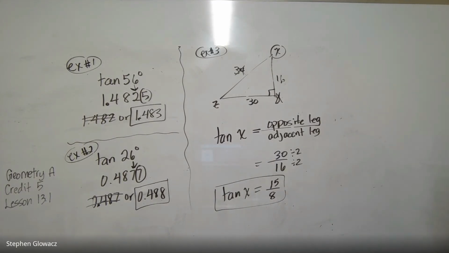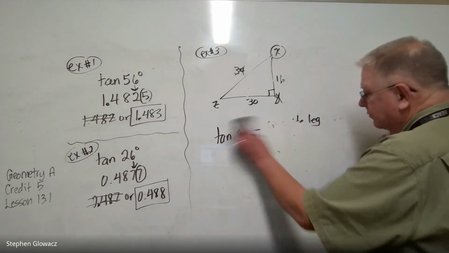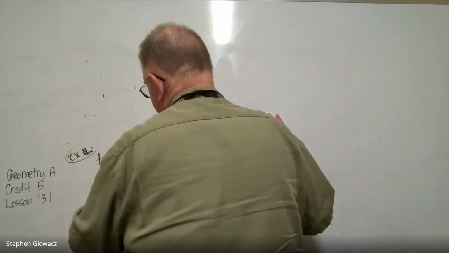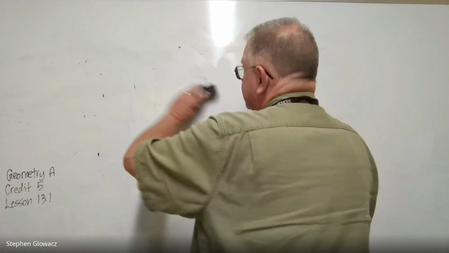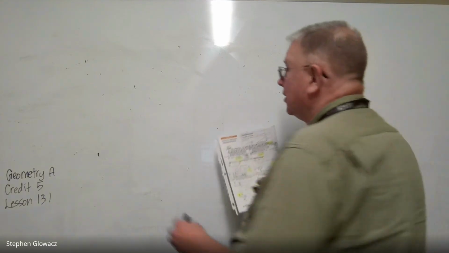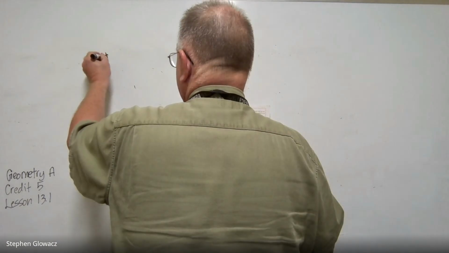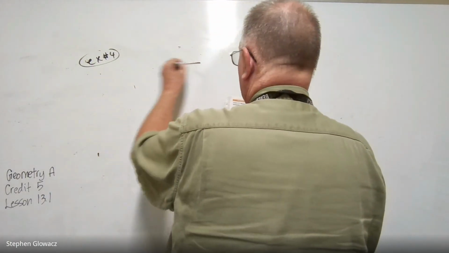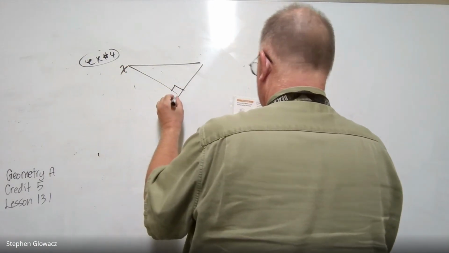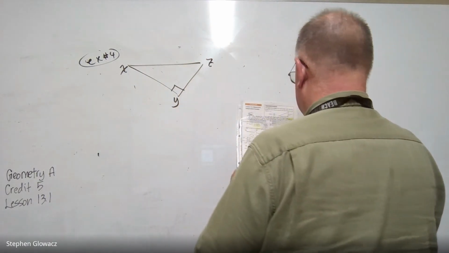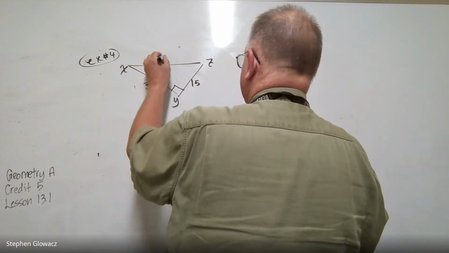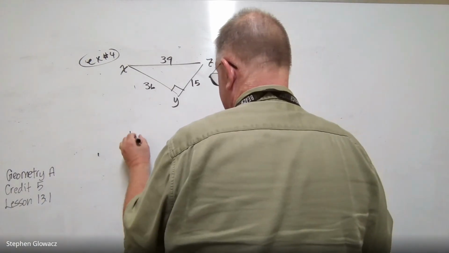All right, so now let's take a look at an example for problem number 4. Problem number 4 is kind of the same thing, it is the same thing. We're just going to see the triangle oriented just a little bit differently. And so here is our example for problem number 4. We have this, and we've got x is here, y is here, z is here, and this is going to be 15, 36, and 39. And once again, we want to find the tangent of angle x.